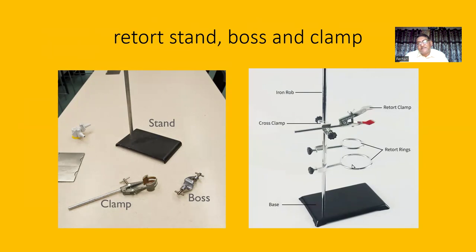Sometimes we put here, for example, a flask or a beaker. This is the base of the retort stand. So this name is very important: clamp. They use the word clamp to hold things. Then in your paper, they frequently use the word boss. And this whole thing is called the retort stand. This is its iron rod. Hopefully you will remember them.